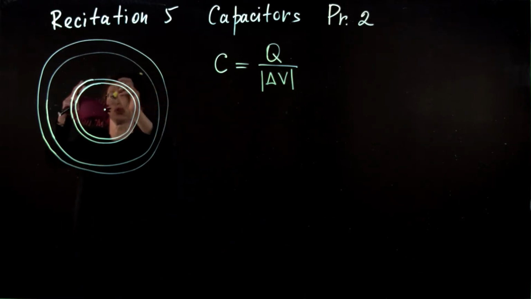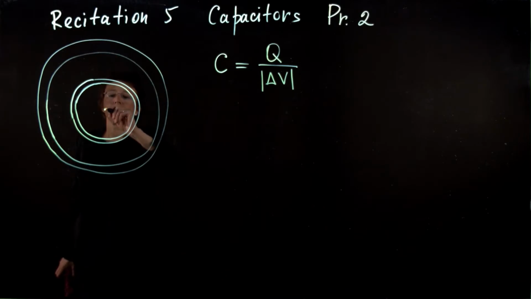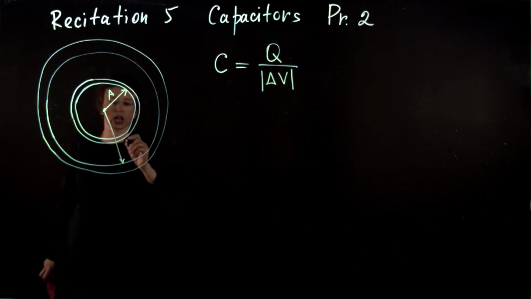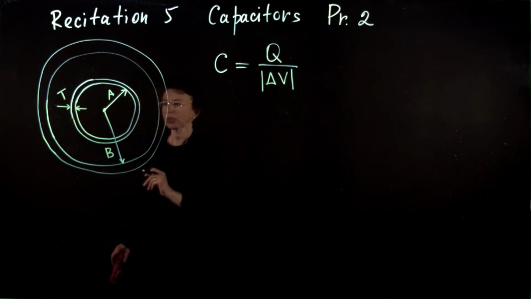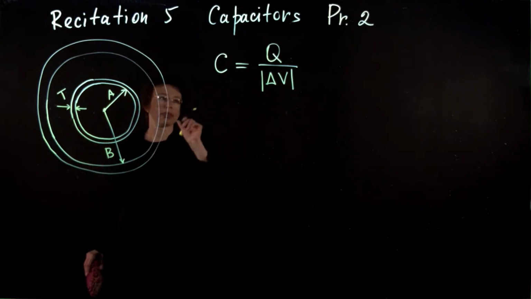We have two conducting spherical shells. The inner radius of the inner shell is A. The inner radius of the larger shell is B. And the thickness of each of them, let's call it T. Two conducting spherical shells, and we need to find the capacitance.